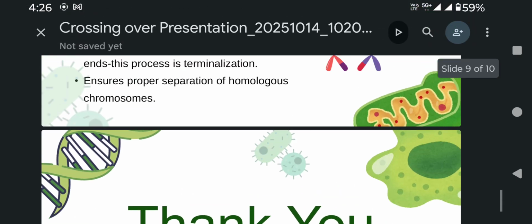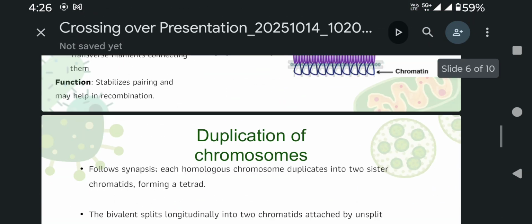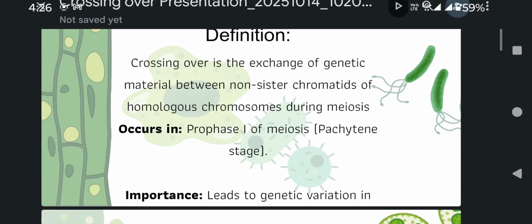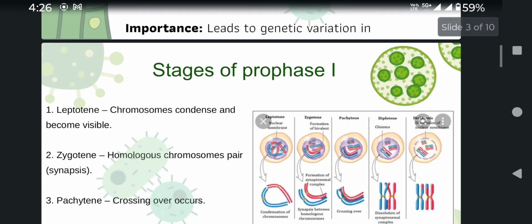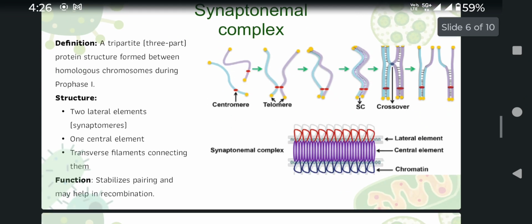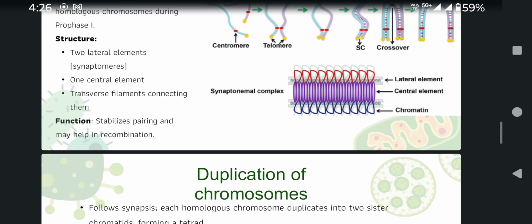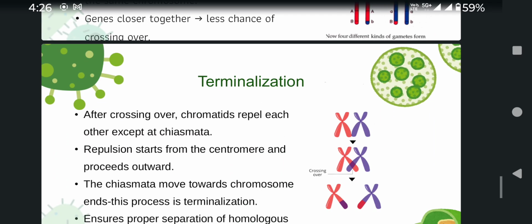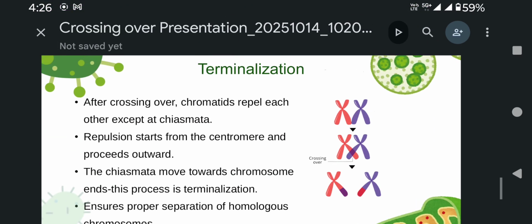So this is all about the process or mechanism of crossing over, because in one sentence you can say that it's a process of exchange of genetic material between non-sister chromatids of homologous chromosomes during meiosis. But when you give the mechanism, it has different parts. First is synapsis, then formation of the synaptonemal complex, then duplication of chromosomes, then crossing over, chiasmata formation, and terminalization.